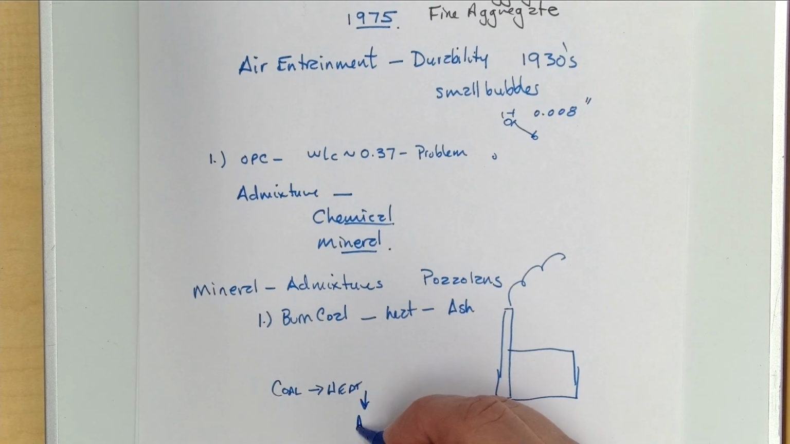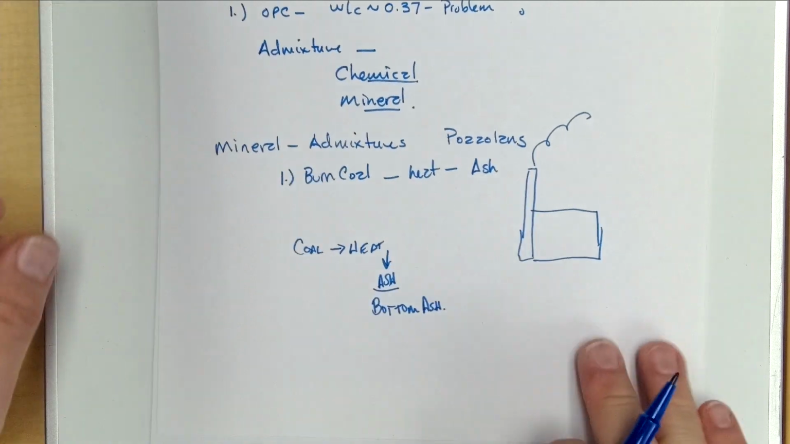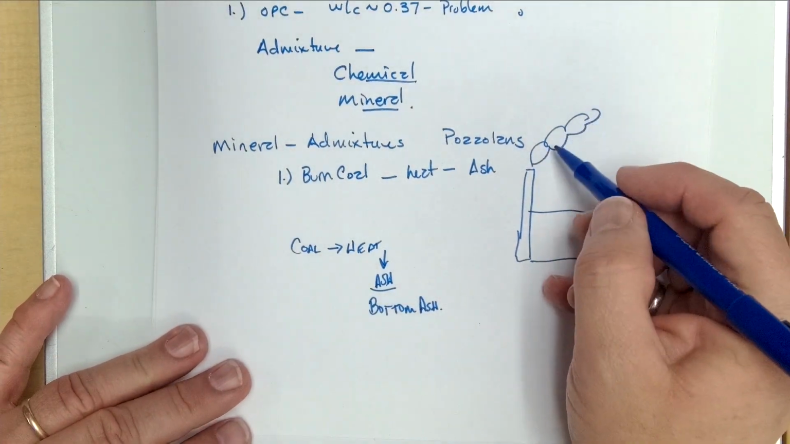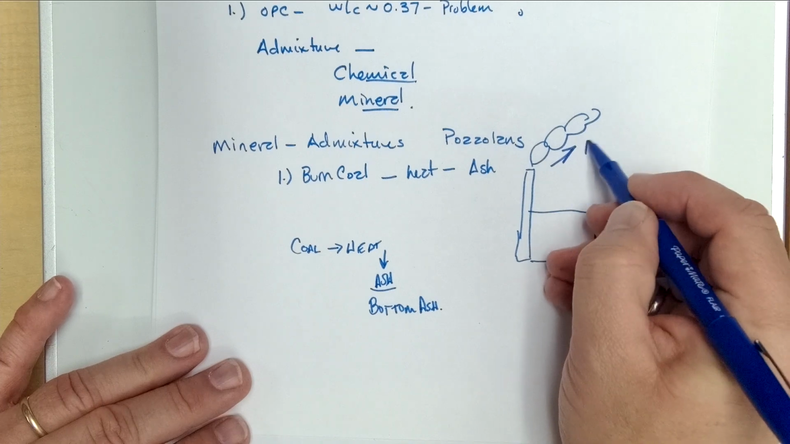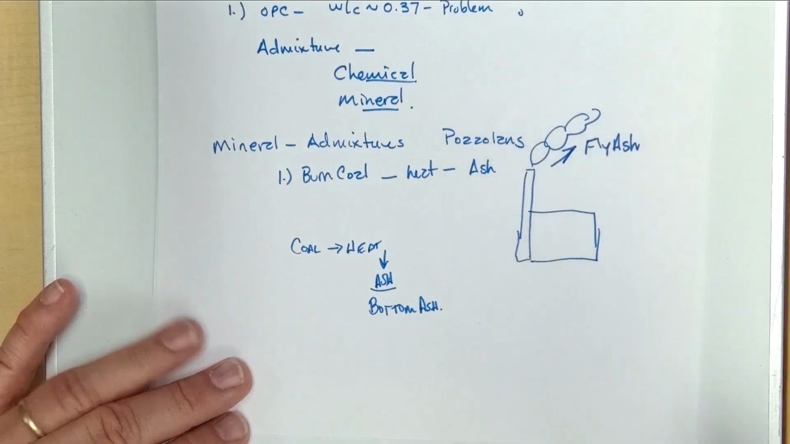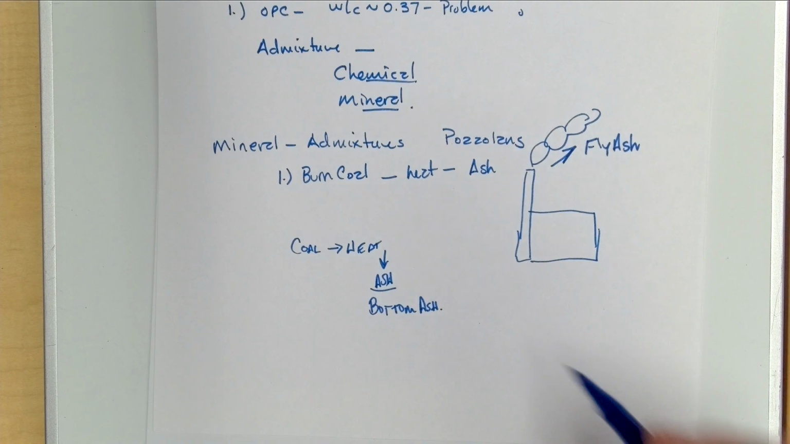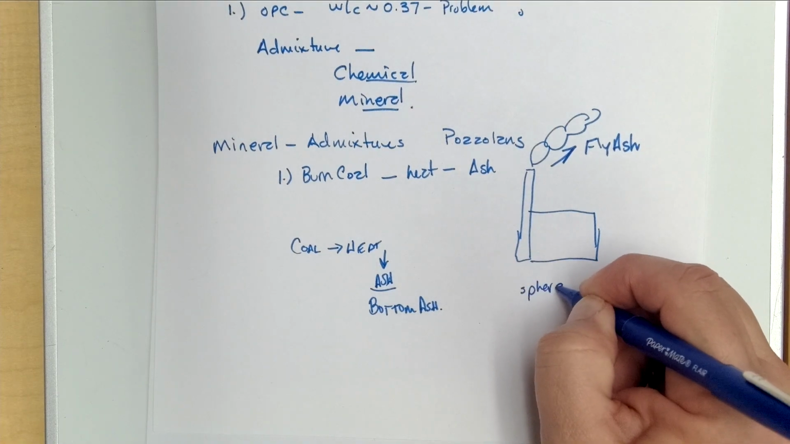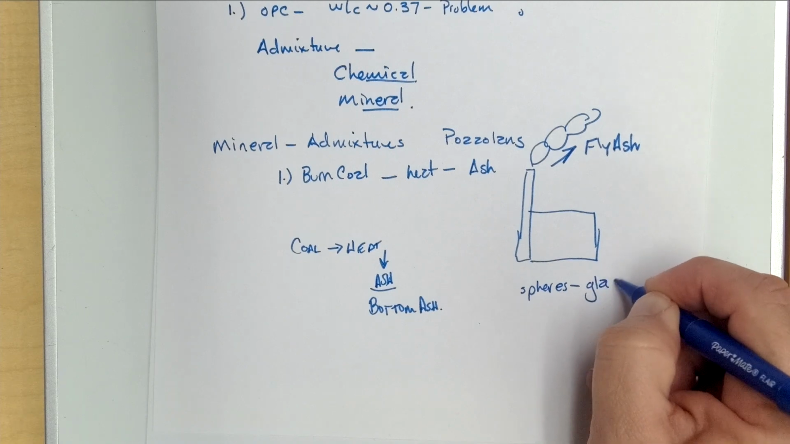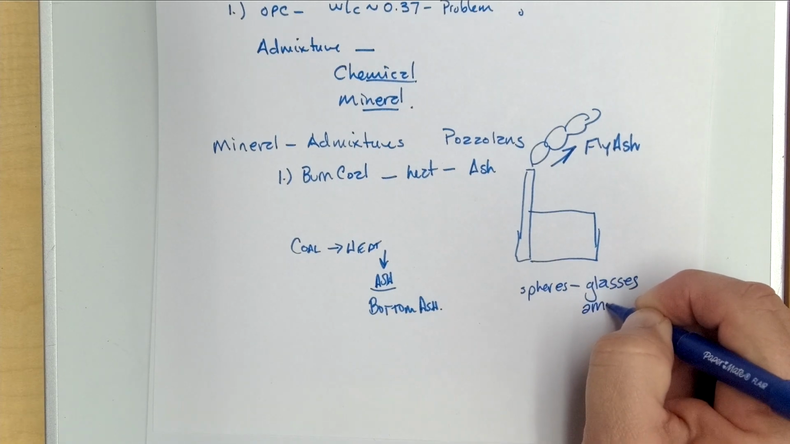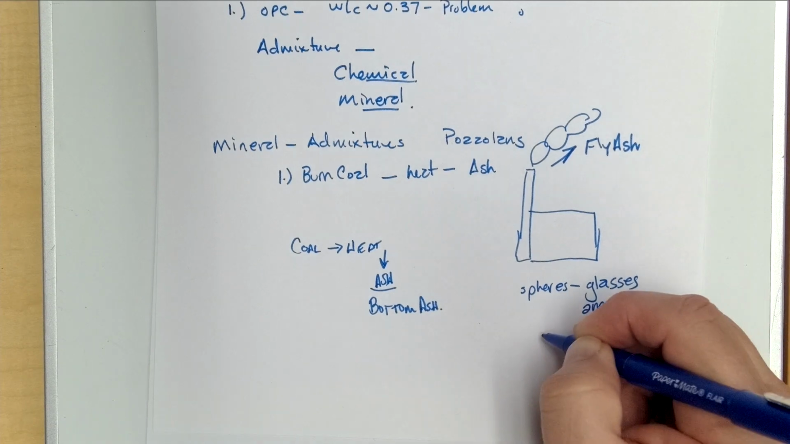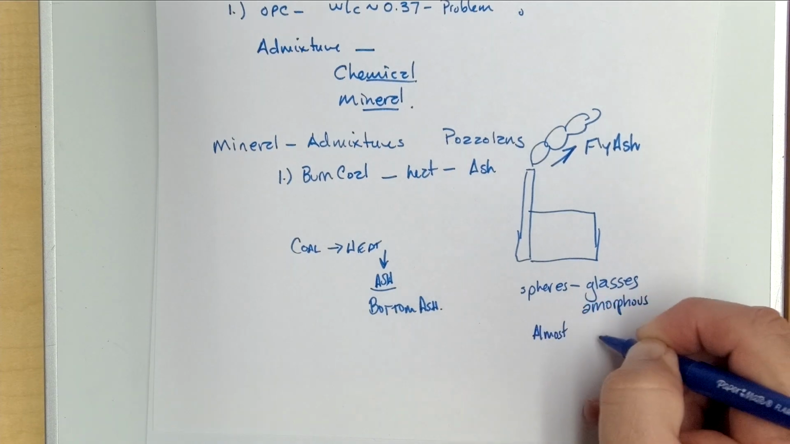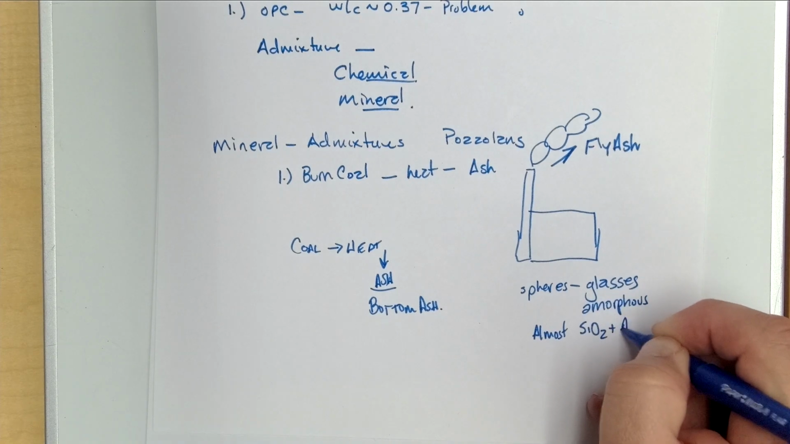We get some ash that goes to the bottom of the burner. Keeping in mind how creative we engineers are, that's bottom ash. And then we have some molten particles that go out the smokestack. They go flying out the smokestack, so we call that fly ash. And fly ash are spheres, and they're glasses. In other words, they're amorphous. They're not crystalline. And they're almost entirely silica and alumina.